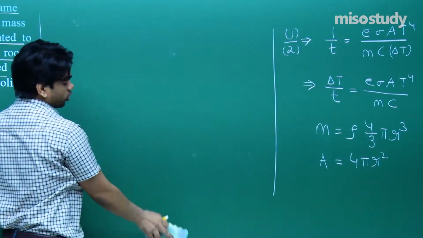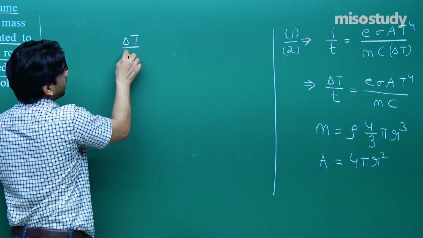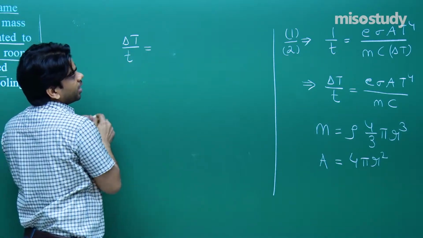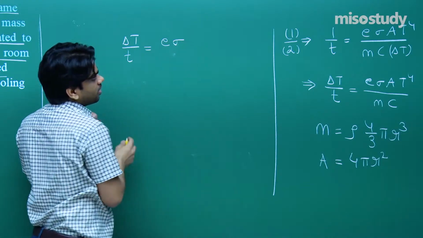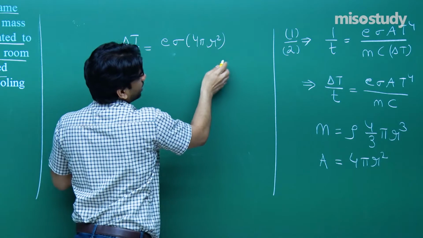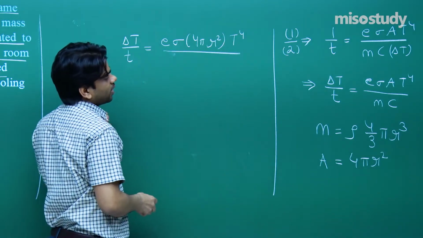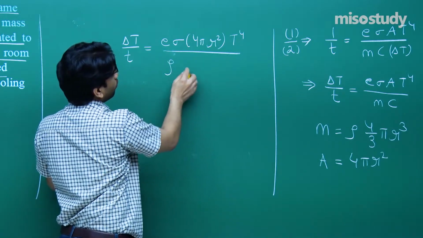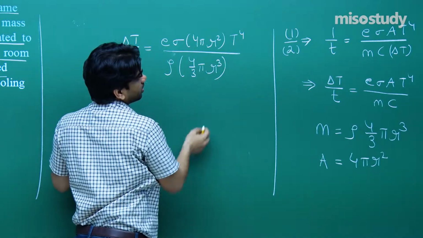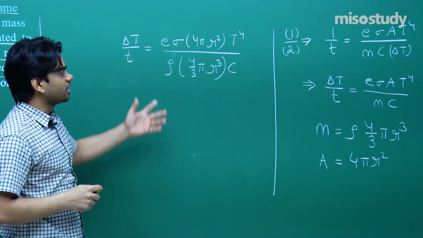M1 equals 3 M2, that is what you need to remember. From here you see delta T by T, that is with respect to time, E sigma A T to the power 4. So E sigma, value of A is 4 pi r square, and here you have T to the power 4 divided by, and the value of mass comes out to be rho 4 by 3 pi r cube, divided and multiply with C. This is what we are going to get as the final relation.